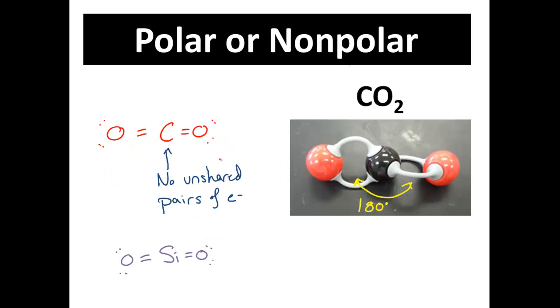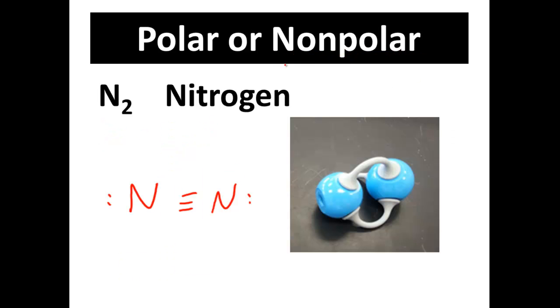CO2, what's going on? Well, it forms in the shape of linear. Linear is an example where it could be either polar or nonpolar. But because the O's are identical, in this case for silicon dioxide also, if the O's are identical, therefore the molecule is going to be nonpolar. There are no poles present here. Nitrogen is a great example of a linear molecule that is the same on both sides. When you're the same on both sides, you're going to be nonpolar.